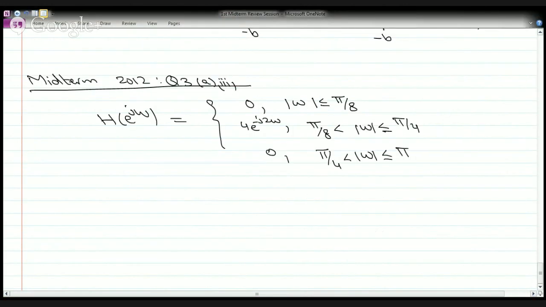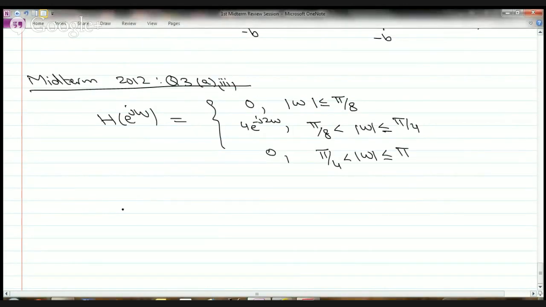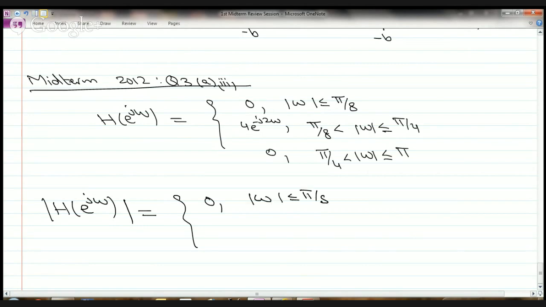Okay? So the question is asking to plot the magnitude and the phase. To compute the magnitude and the phase, you compute the magnitude first. Of course, the magnitude of 0 is 0, so we get back 0 in that range. Now, what's the magnitude of 4 e to the minus j2 omega? If it was a complex number in rectangular form, then our life would be more difficult. We'd have to first write it in phasor notation, or compute its magnitude.